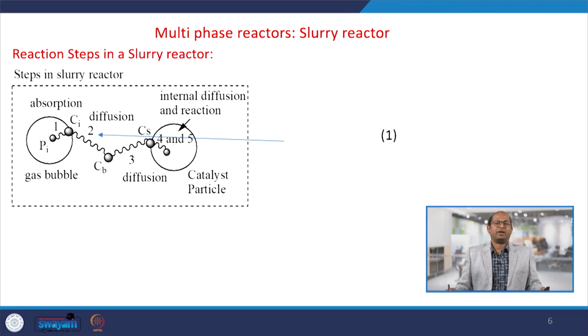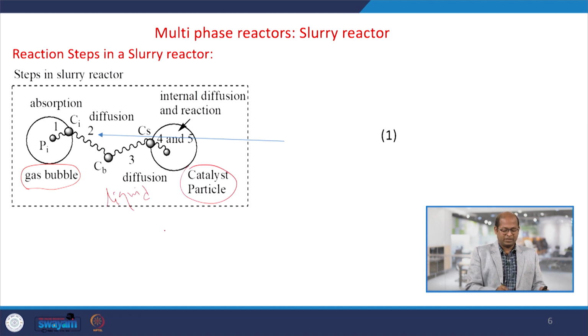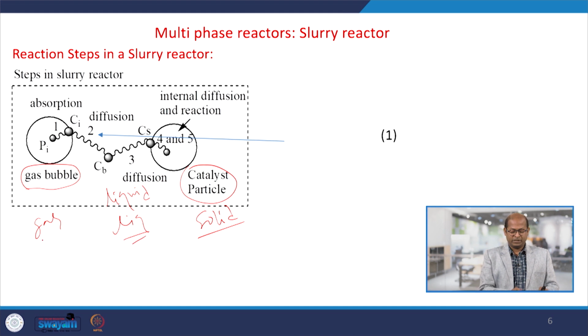So here the 5 steps we have discussed. Here you can see it more clearly, how in the system each component takes part in the reactions, and how diffusion and reactions are going on. This is a gas bubble, and this is liquid, and this is the catalyst particle, that is the solid. So gas, liquid and solid, 3 phases are there. The gas in the form of bubbles has a particular partial pressure P_i. Here this is the interface; this part is liquid and this part is gas.